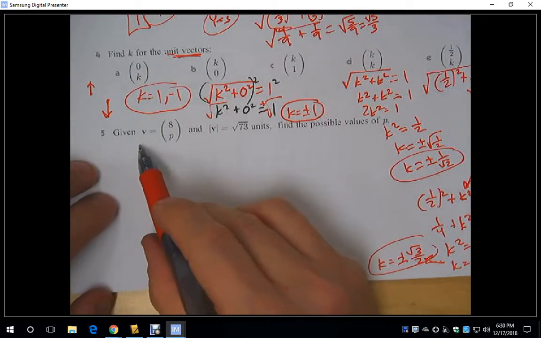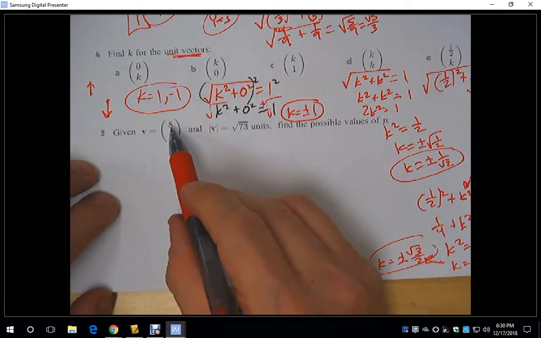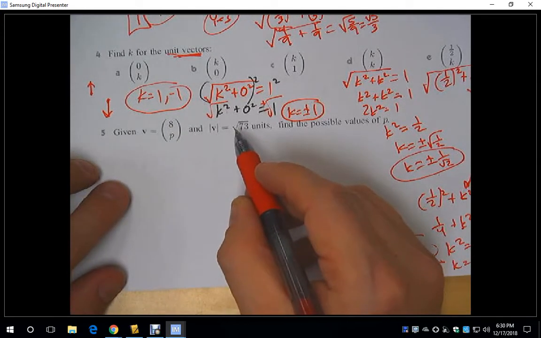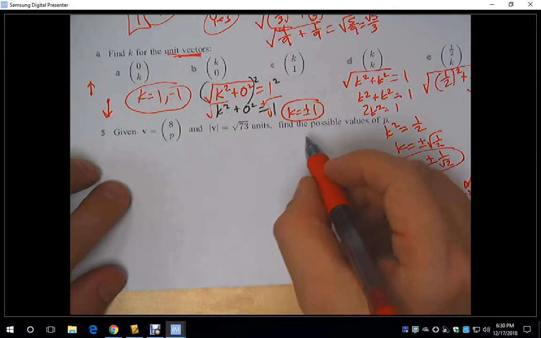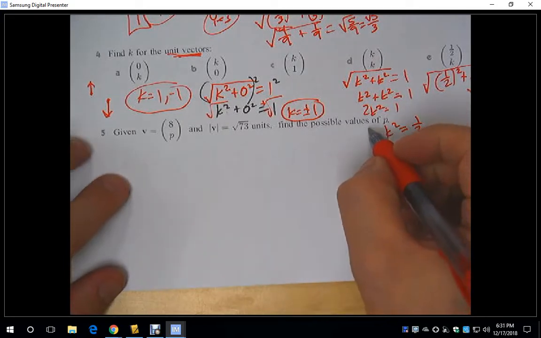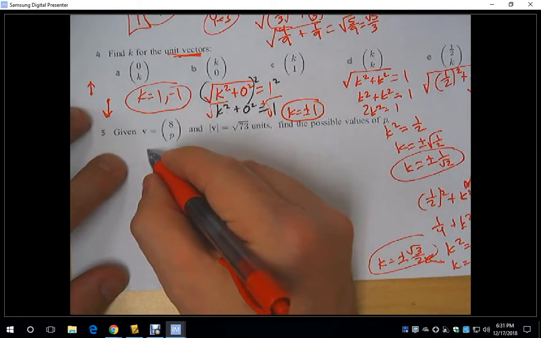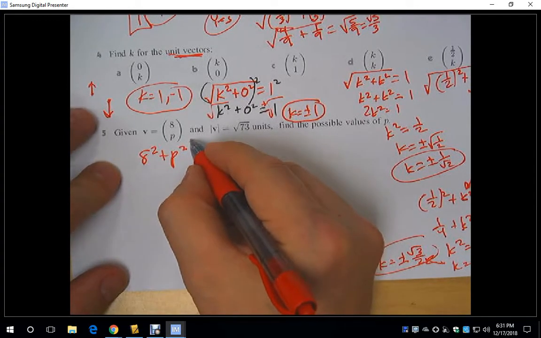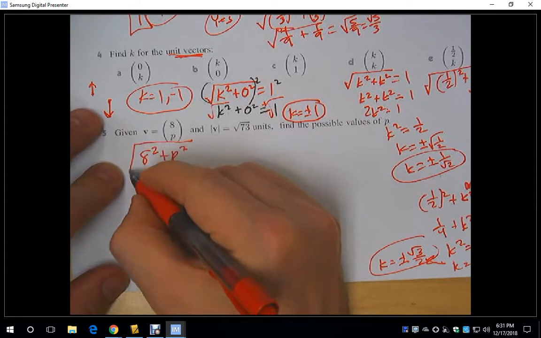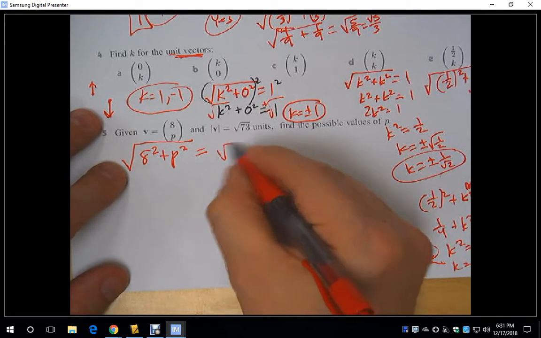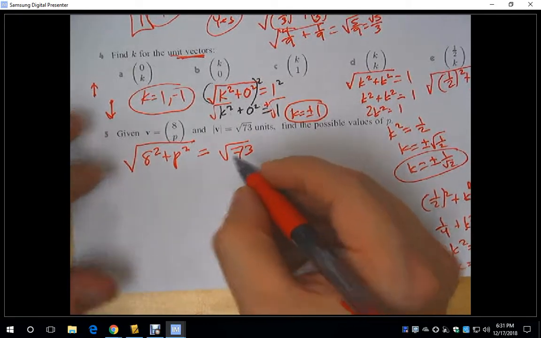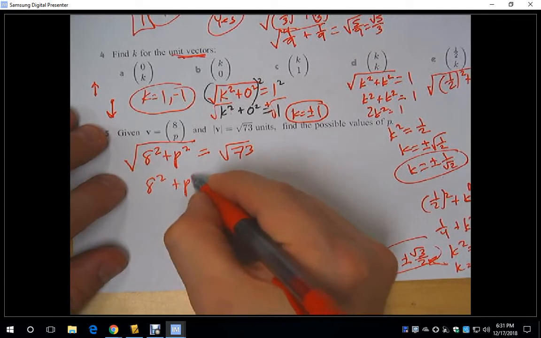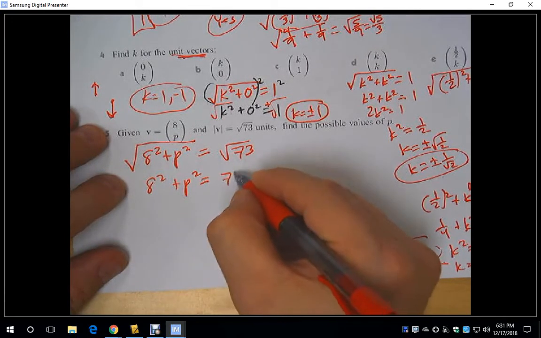It says, given that our vector is (8, p) and the magnitude of our vector is the square root of 73 units, I want to find the possible values of p. So that means I have the square root of 8 squared plus p squared, which is the magnitude, and that's going to equal the square root of 73. I'm going to square both sides. That gives me 8 squared plus p squared equals 73.